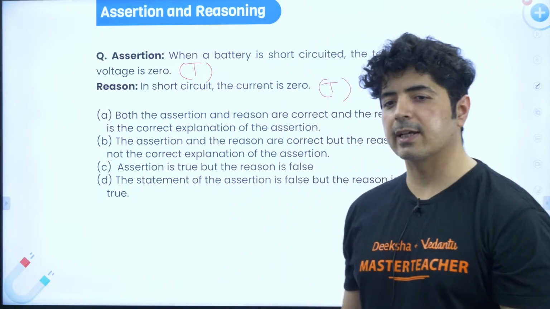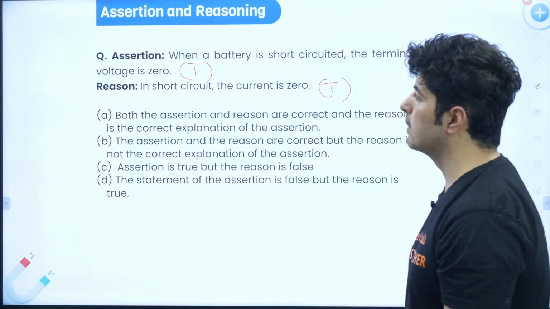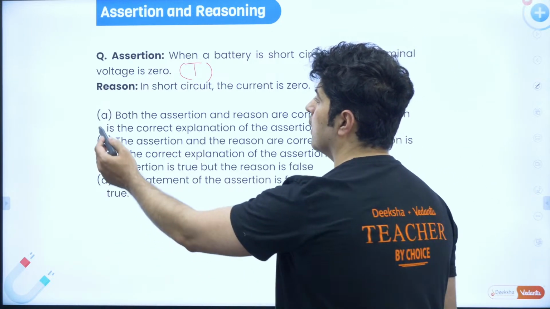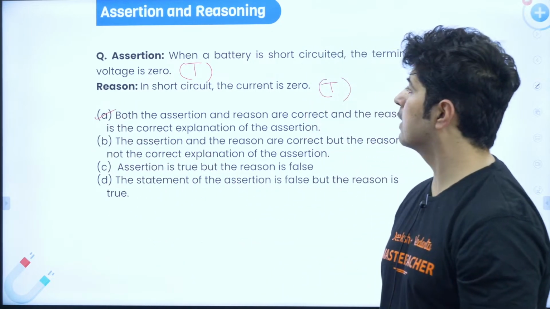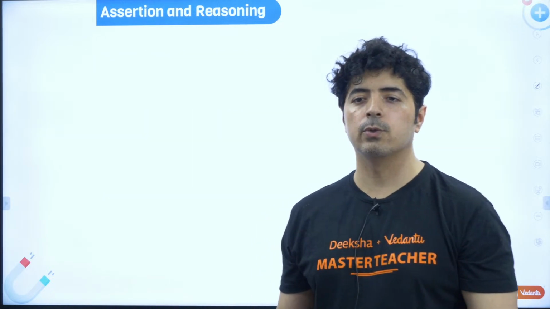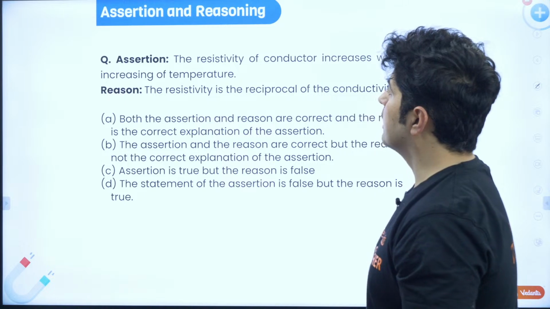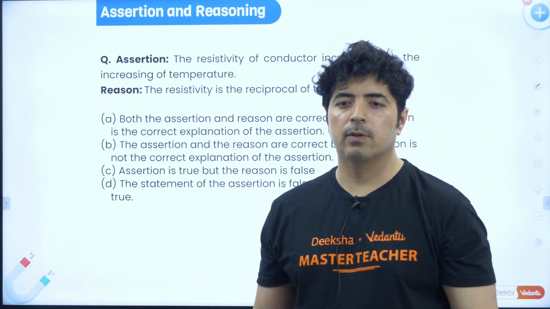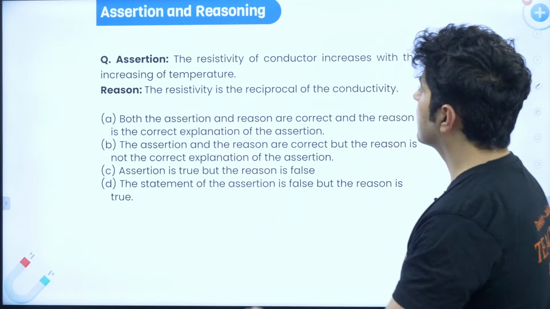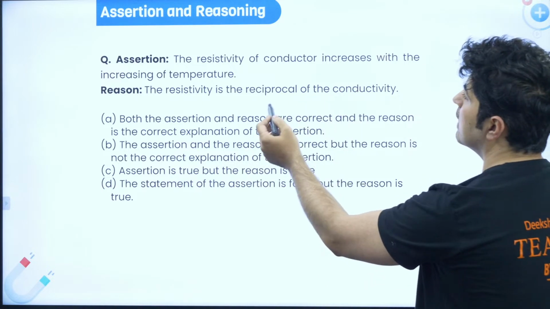Let's go and do our next problem. Next problem. Here the answer is A. Both assertion and reason are correct, and this is the correct explanation. Let's do our next problem. All right. So this is our second problem. What does it say? It says the resistivity of a conductor increases with the increase of temperature.